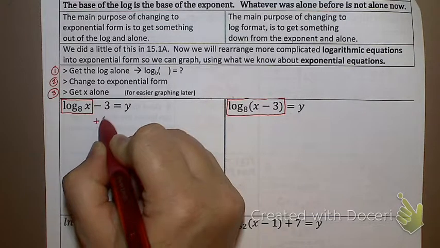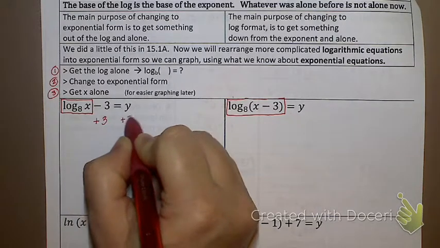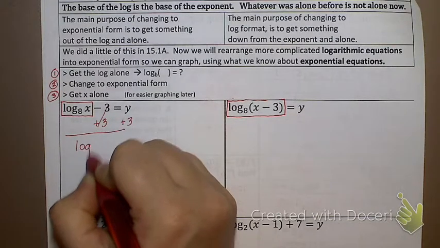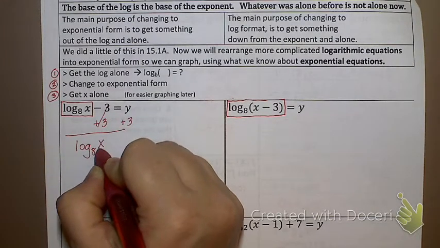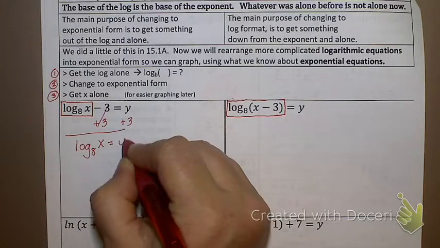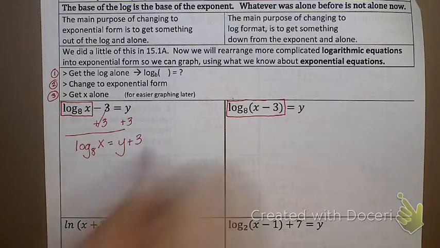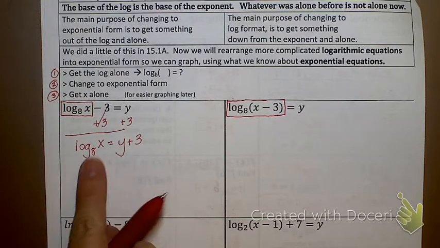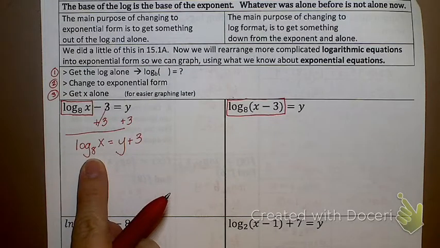So how do I get the log by itself here? Somebody say add 3. Add 3. Thank you. So I would add 3. That's going to get me log base 8 of x equals y plus 3. I can't really add those, can I? So y plus 3. Is the log by itself now? Yes, there's nothing over here that's not a part of the log, right?